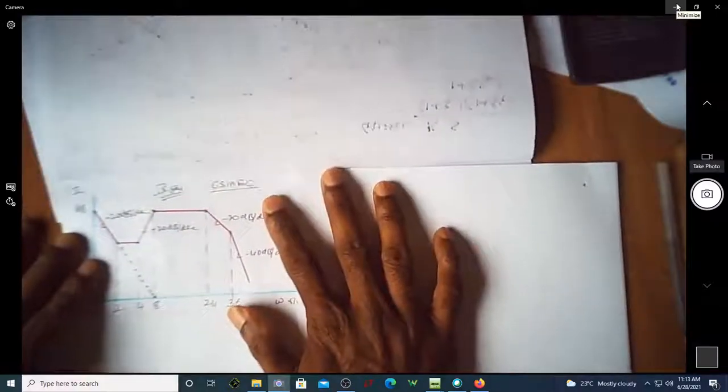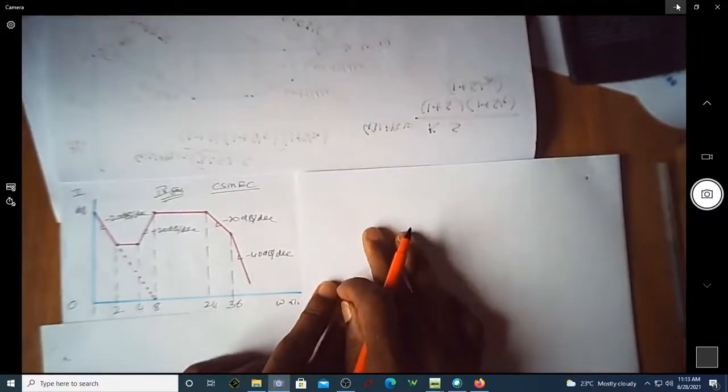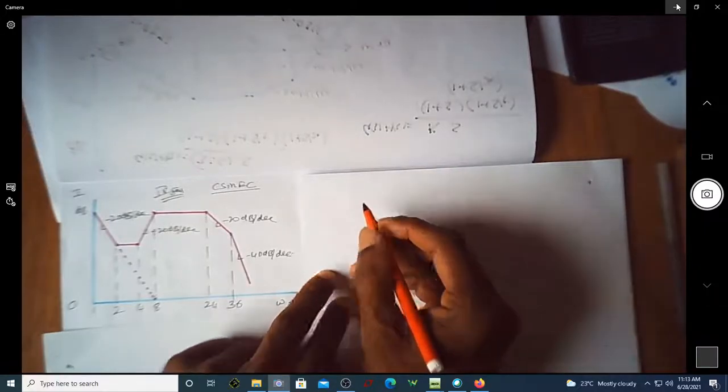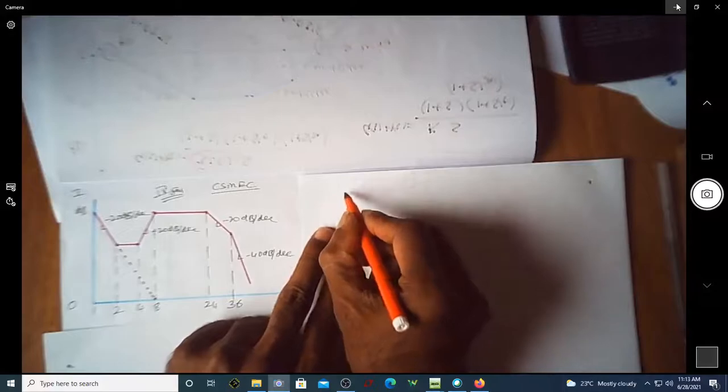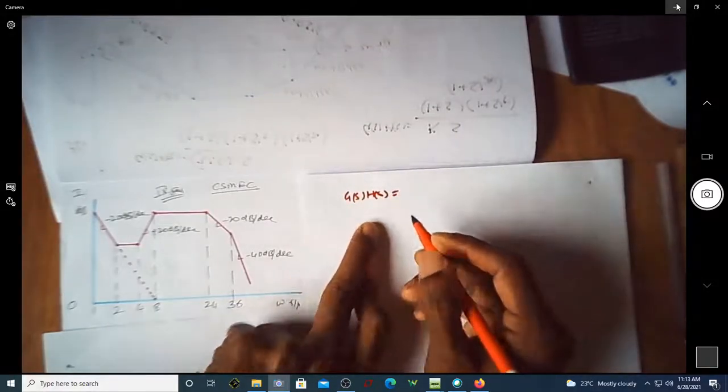Okay, now we will see how to write the transfer function of a few more magnitude plots of the Bode plot. So this is a Bode magnitude plot given. We are supposed to find the open loop transfer function. So let us write G(s)H(s) as the open loop transfer function.